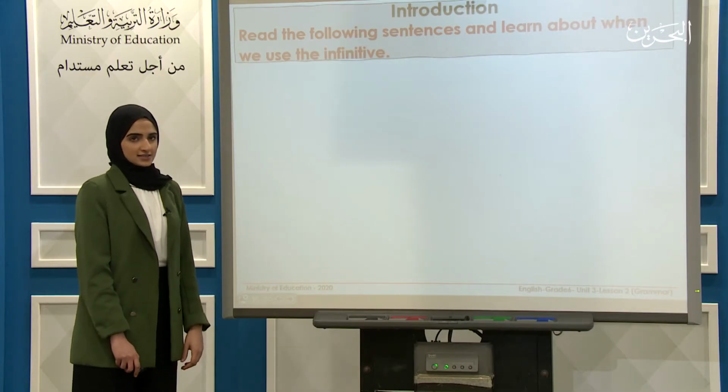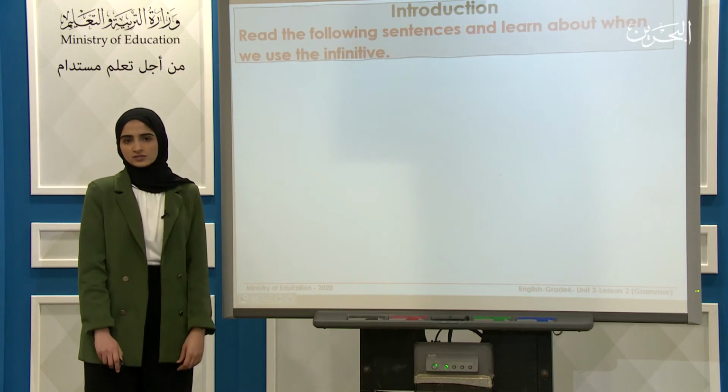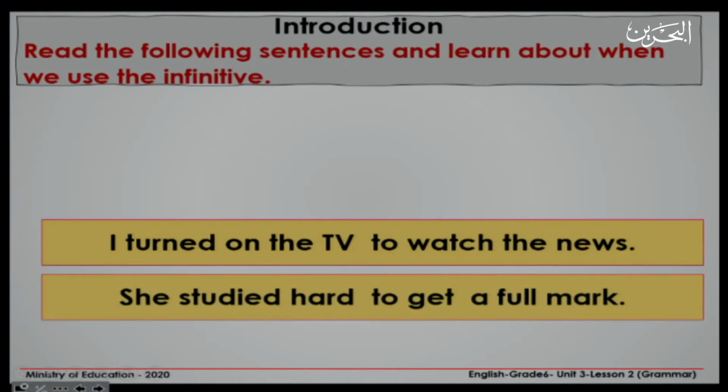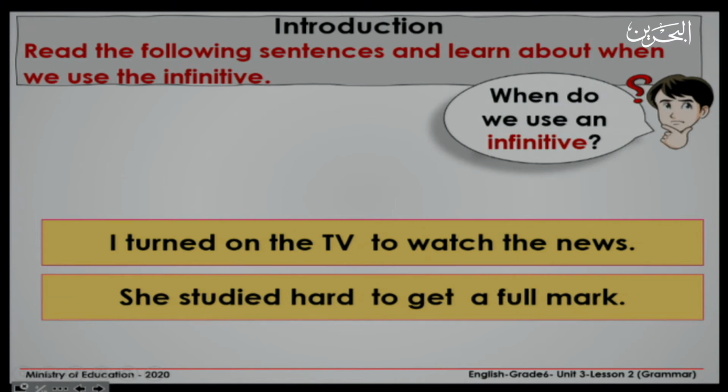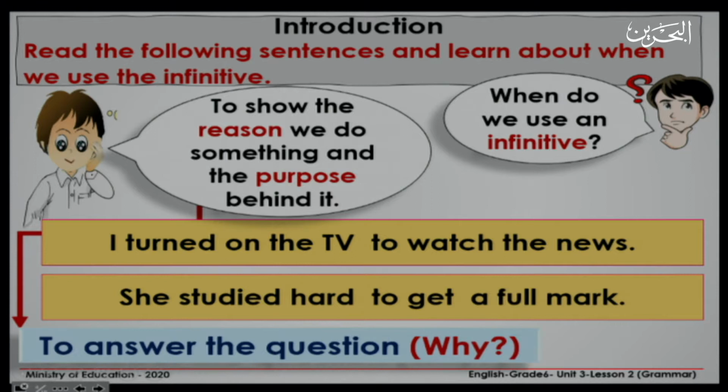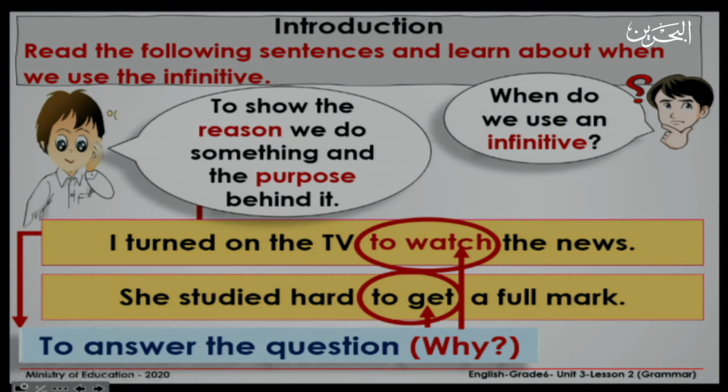Now read the following sentences and learn about when we use the infinitive. I turned on the TV to watch the news. She studied hard to get a full mark. So when do we use an infinitive? We use it to show the reason we do something and the purpose behind it. So in other words, we use it to answer the question why. Why did I turn on the TV? I turned on the TV to watch the news. Why did she study hard? She studied hard to get a full mark. We have to watch and to get.